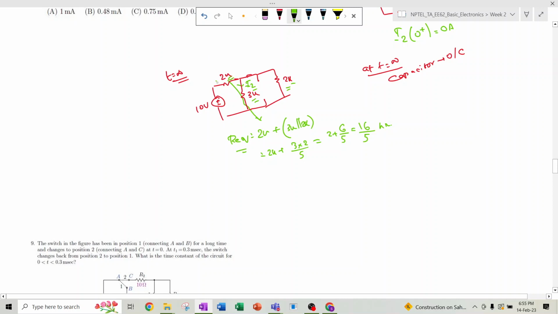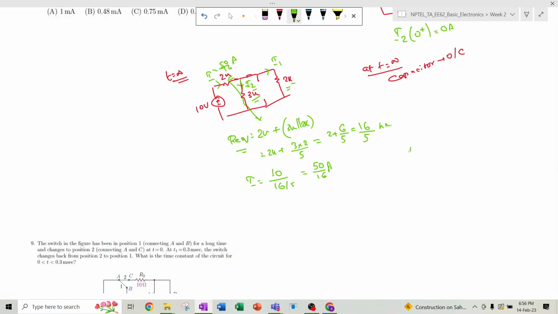So the current flowing through this part will be voltage divided by this equivalent resistance. I should be 10 volt divided by 16 by 5, equal to 5 into 10, that is 50 by 16, this much ampere. So this much current is flowing from this part, I1. This current divides into two parts, some flowing through the 3k and some through the 2k. The current flowing through the 3k is I2, and the rest of the current is I1.